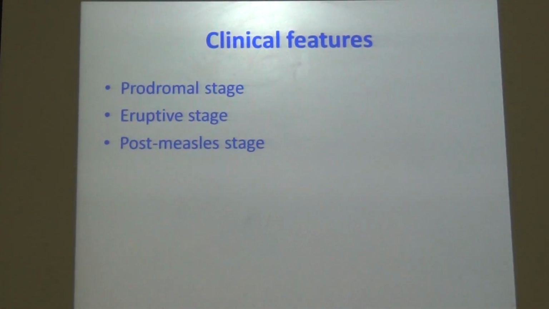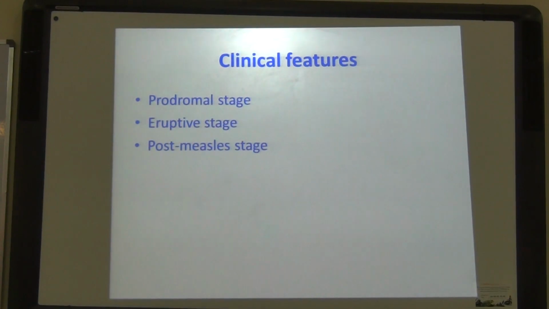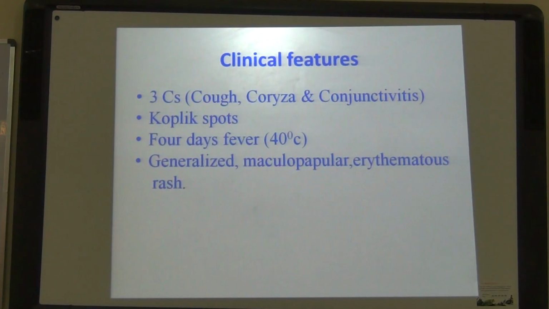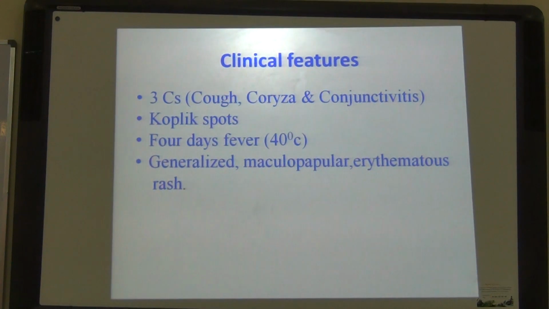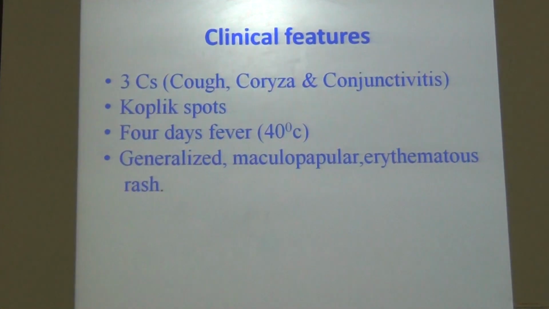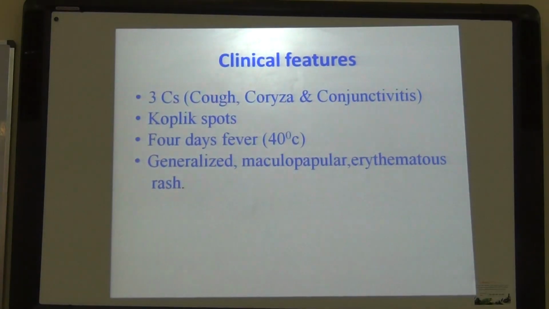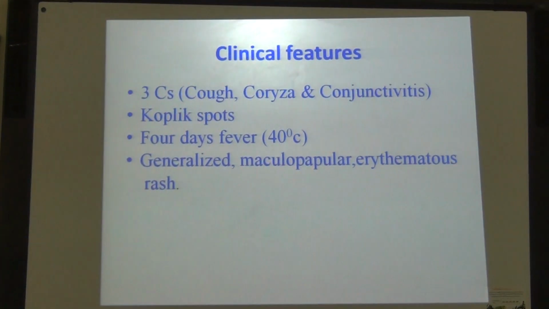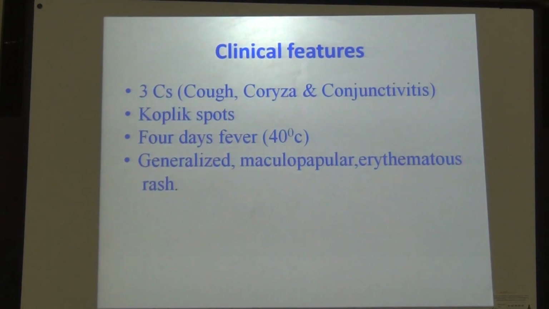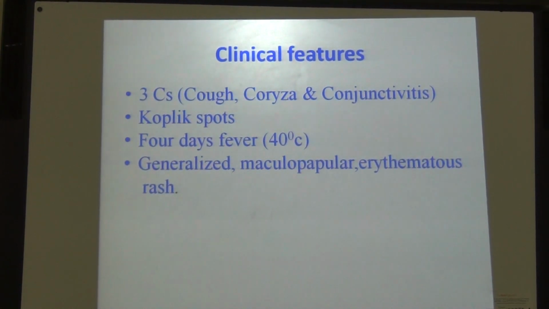The clinical features include the prodromal stage, eruptive stage, and post-measles stage. In the early stage, there are 3 C's: cough, coryza, and conjunctivitis. These are the cardinal signs of measles. Then Koplik spots appear on the buccal mucosa along with fever. Ultimately, the generalized maculopapular rash appears on the body.